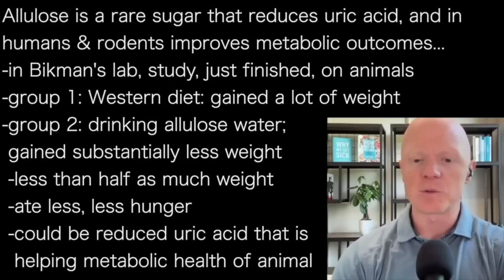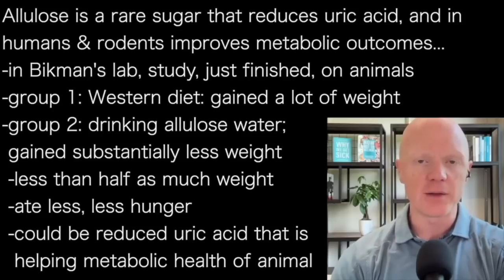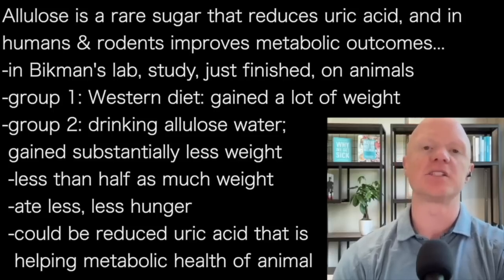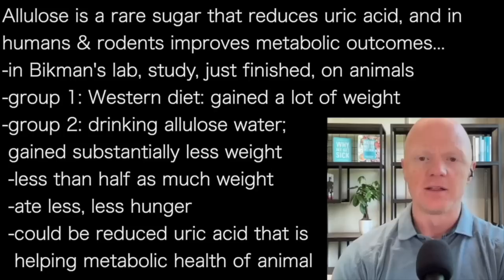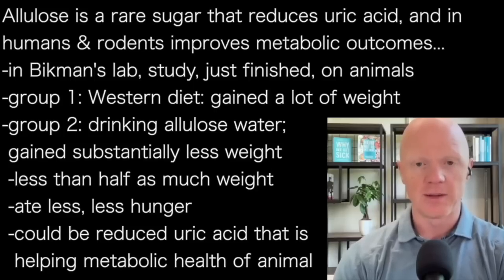Among the groups we had was one group of animals on a Western diet, so high fat, high sugar, and unexpectedly they gained a lot of weight. If we gave them allulose in their drinking water, they gained substantially less weight, less than half of what the other animals did, and they ate less. They just were not as hungry. They had much better satiety. So allulose is important. It matters. And uric acid could be one of the key changes that's helping the metabolic health of the animal.